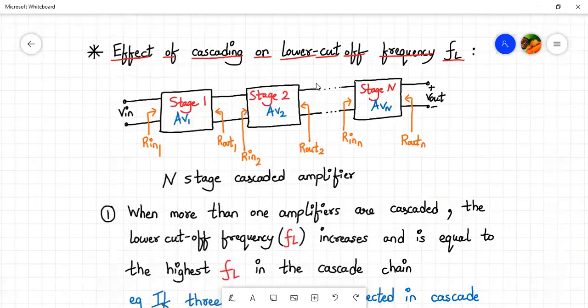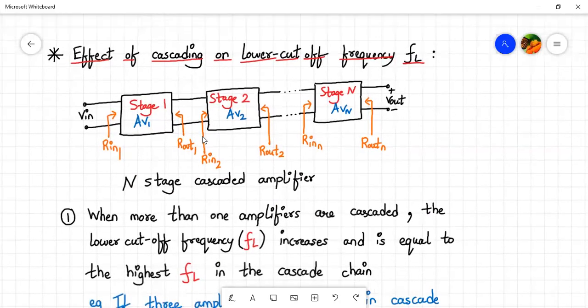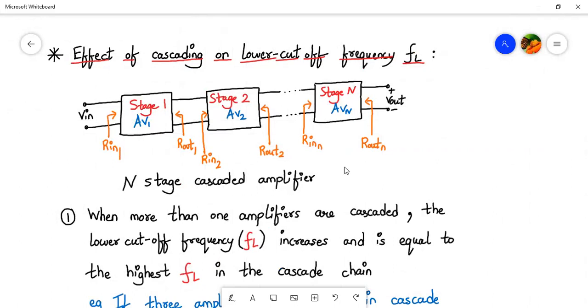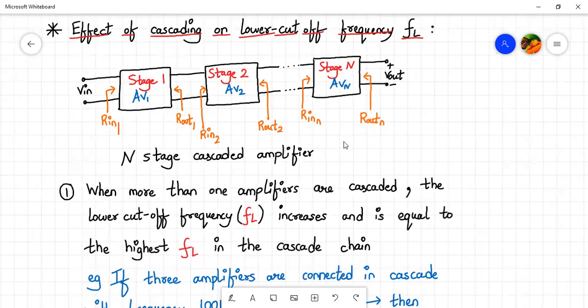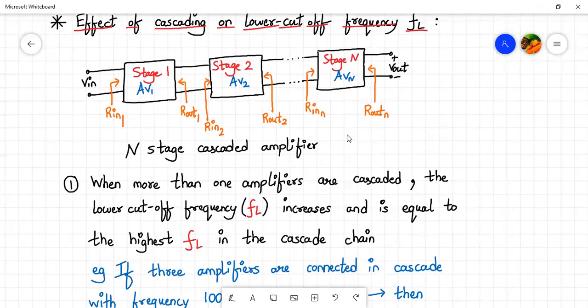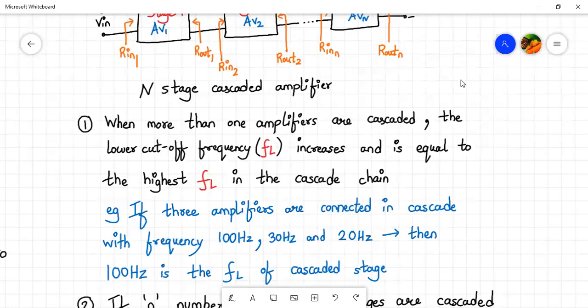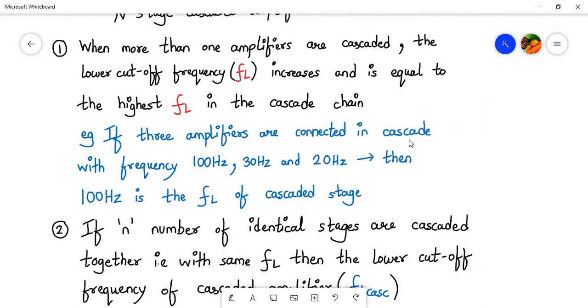Okay, let's understand that cascading also affects the lower cutoff frequency. Again, if we consider an n-stage cascaded amplifier, if more than one amplifier is cascaded, then the lower cutoff frequency FL increases and is equal to the highest FL in the cascaded chain. So let's look at the example. Let's say we have three amplifiers connected in cascade with lower cutoff frequencies of 100 hertz, 30 hertz, and 20 hertz, then 100 hertz is the lower cutoff frequency of the cascaded stage. So just remember that.